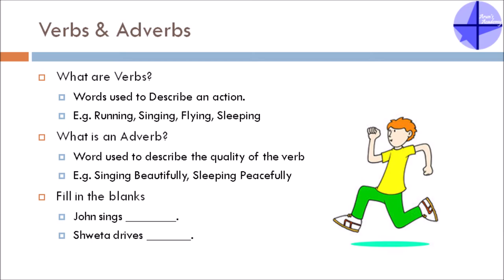Now let's fill in the blanks. John sings. Let's give it a quality. Can you think of words? There's not one. There are multiple words that you can use here. Yes, John sings beautifully. John sings melodiously. John sings sweetly. Yes, that's also another nice word to use. John sings badly. Yes. John sings awfully. All these are adverbs. Sings is the verb, and adverbs are all these describing words like beautifully, awfully, happily, joyfully.